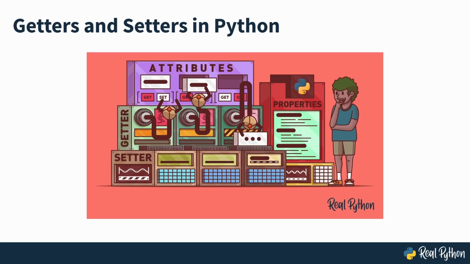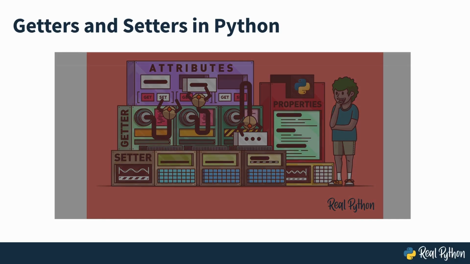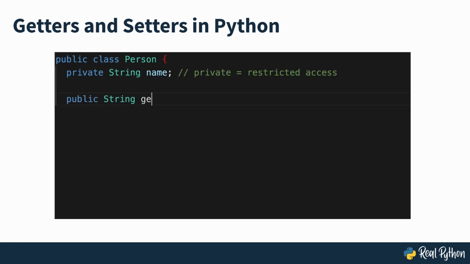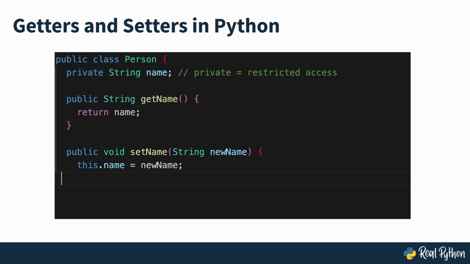Getters and setters in Python. If you come from a language like Java or C++, then you're probably used to writing getter and setter methods for every attribute in your classes. These methods allow you to access and mutate private attributes while maintaining encapsulation.